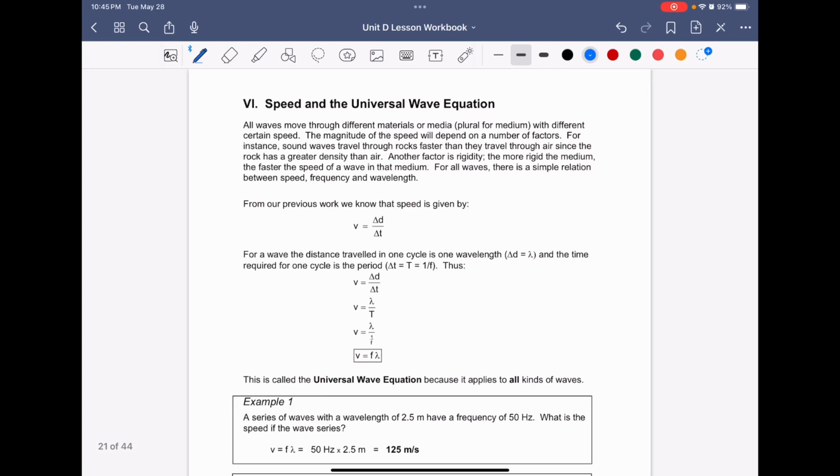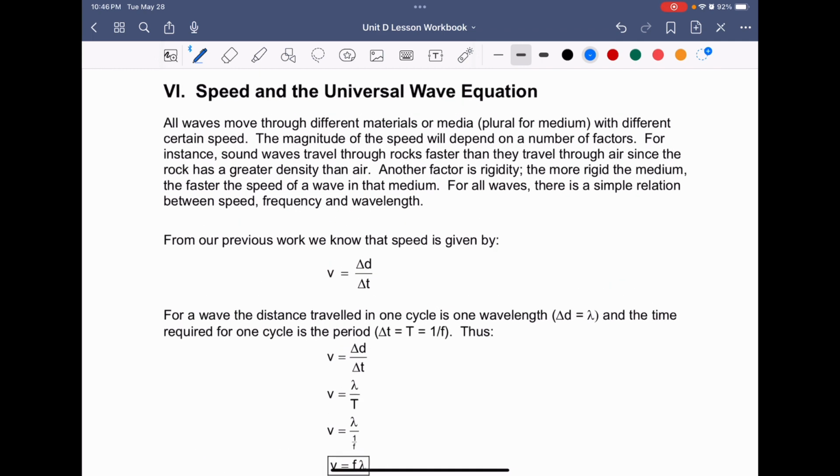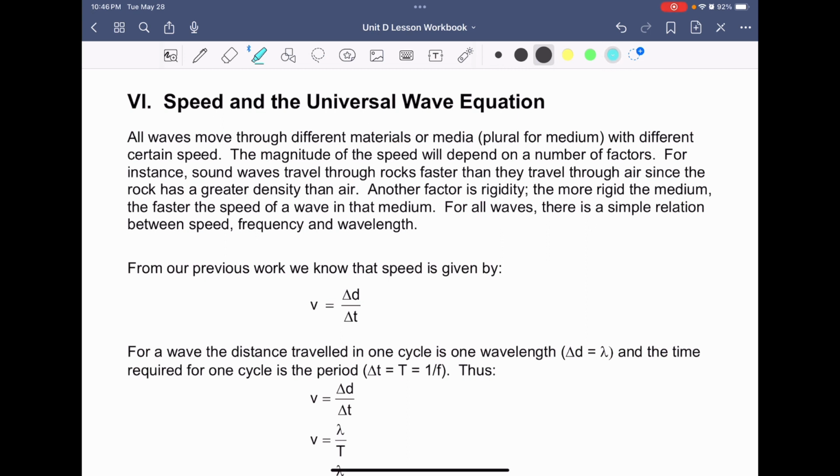Okay, now going to our next page, here's where we go into the universal wave equation. And this is really important for the algebra part of this unit. There's not a ton of algebra, it's mainly theory, but we should be able to use this equation to help us solve for all wave types, whether that be electromagnetic, transverse, or longitudinal waves. Now, when we look specifically at different mediums or different materials, they travel at different speeds.